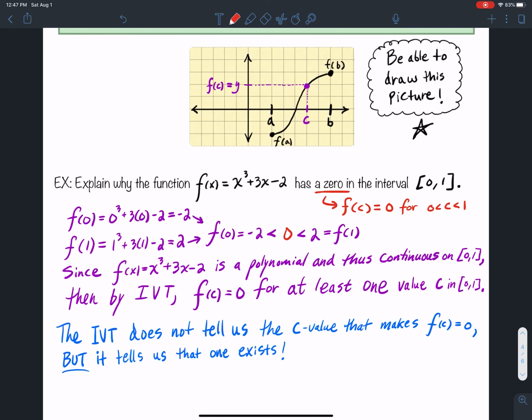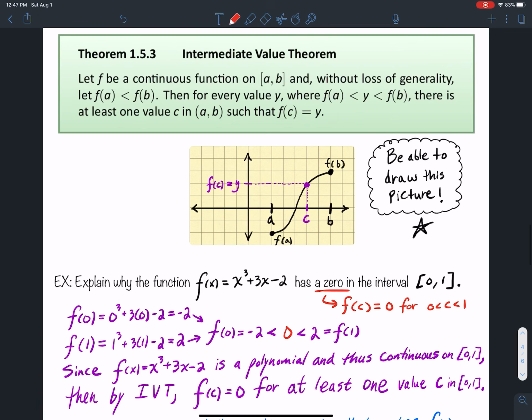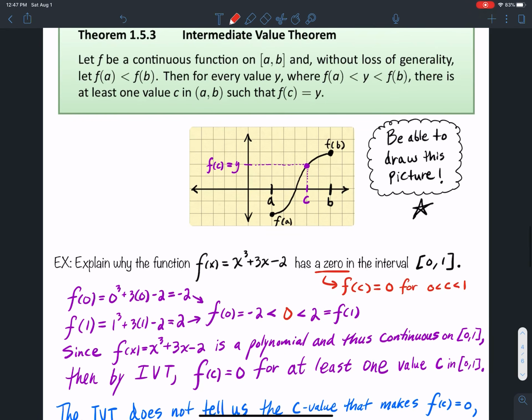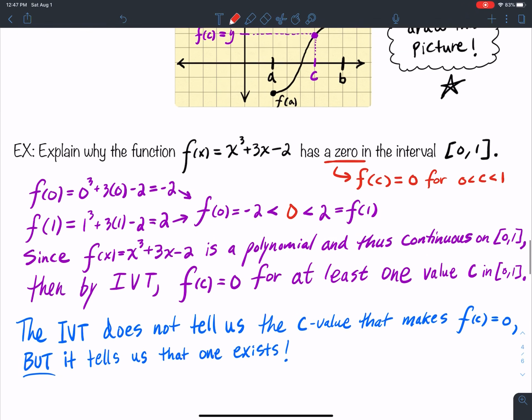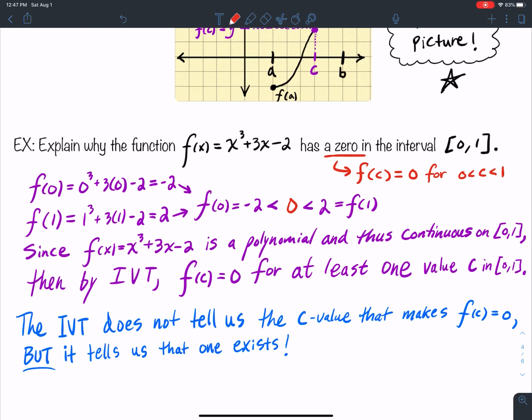All right, guys. In the next video, we're going to talk about the bisection method and an application in actually finding out what that particular 0 is.